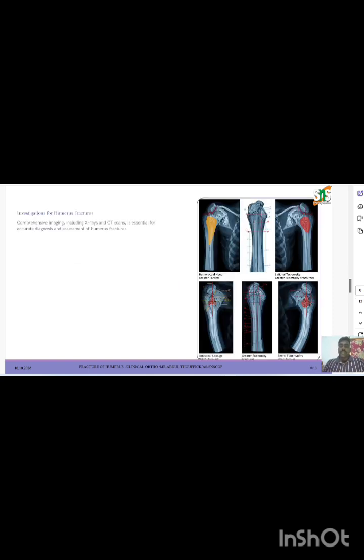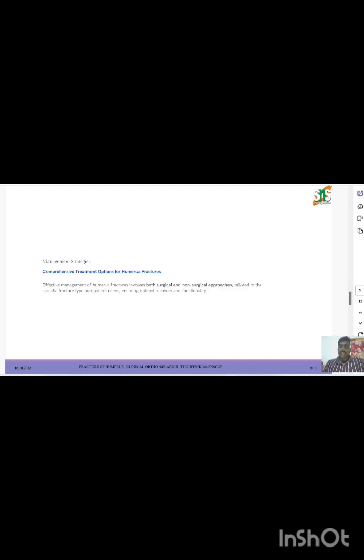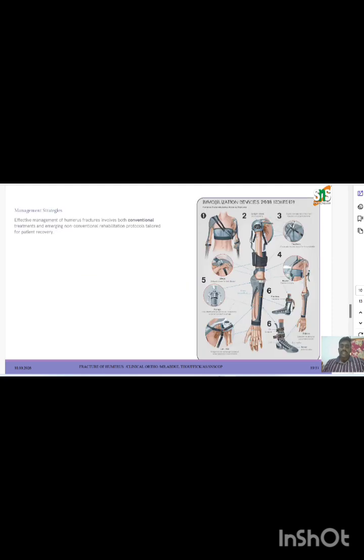Then coming to the management. So, management depends on the type of fracture, age, displacement or disorientation of the fracture, and associated complications. The conservative management includes arm slings, U slab, hanging cast, and functional bracing. And the surgical management includes open reduction and internal fixation, that is ORIF, plating, and intramedullary nailing.